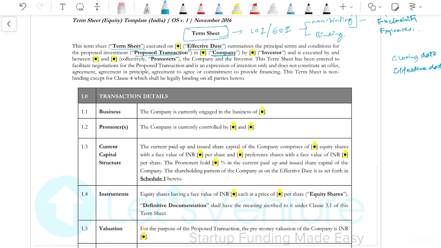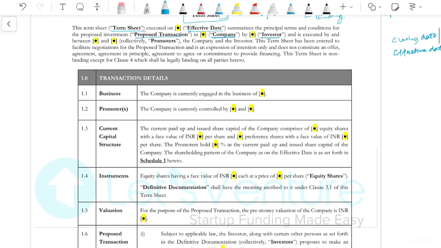Company means the investee company. Investor means the single investor or a group of investors who are a party to the term sheet. Promoters means the promoters of the company.